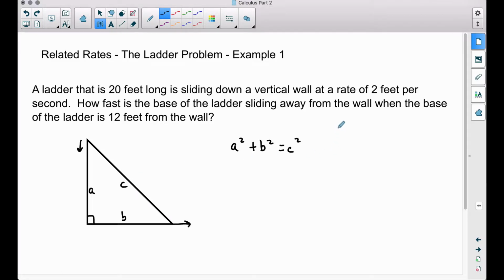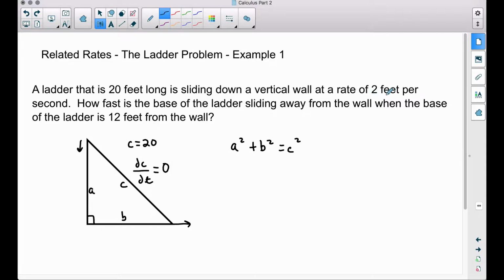Now let's read this problem a little bit more. The ladder is 20 feet long, so therefore C is equal to 20. That's never going to change. The ladder's length remains constant. Since it remains constant, the rate of change of the length of the ladder, dC/dt, with respect to time is going to be equal to 0. That's going to be useful when we do some differentiation in a moment.